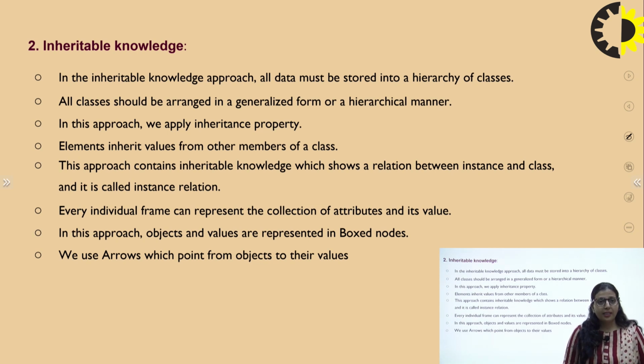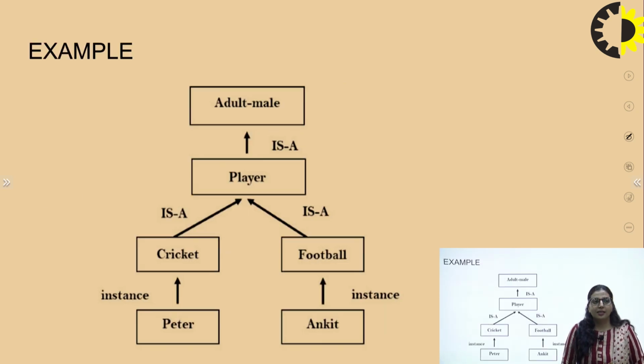Here, to represent the object or values, we are using the box node. The knowledge is represented in such a way that the lower nodes, or we can say the leaf nodes, can inherit the values from the upper nodes. So to represent that knowledge, we are using the box node. To represent the objects or their values, we are using the box node, and the arrows point from objects to their values, showing how the objects can receive the values from their inherited classes.